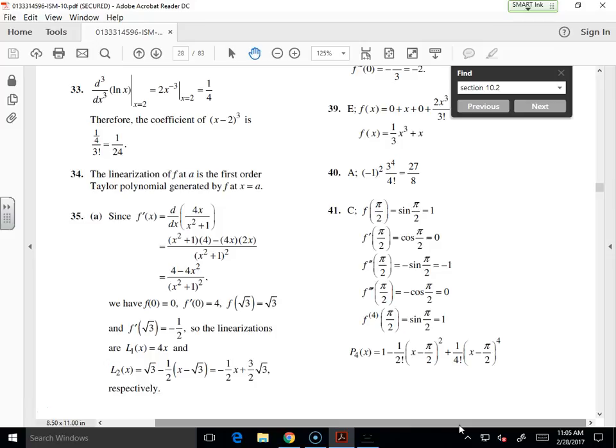I'm going to go back to 27 real fast to make sure we understand it, but the multiple choice ones, any questions? Just number 41, but I think I got it now.